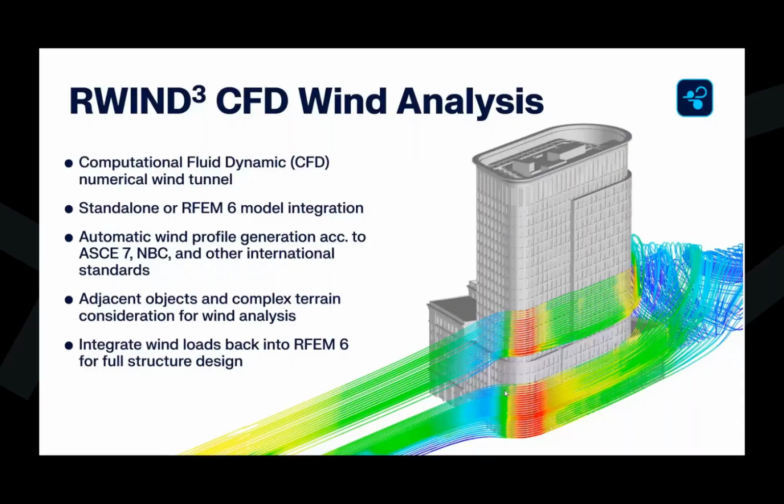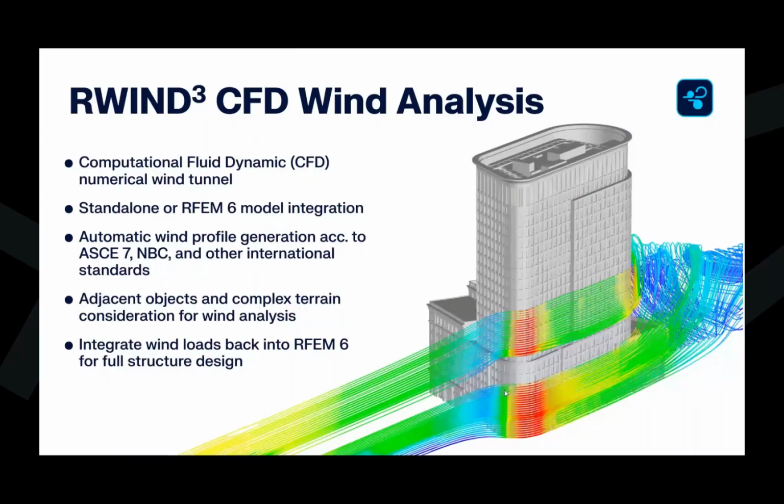Or complex terrain can also be considered, such as hills. It doesn't necessarily have to be on flat ground, but we can consider those more complex conditions. Once we run the calculation in RWIND, we determine the wind pressures, the wind pressure coefficients, and velocity vectors. You see the streamlines here on this particular slide.